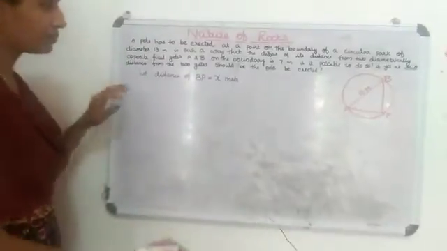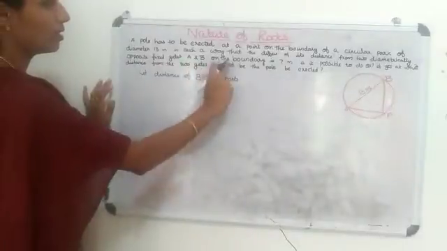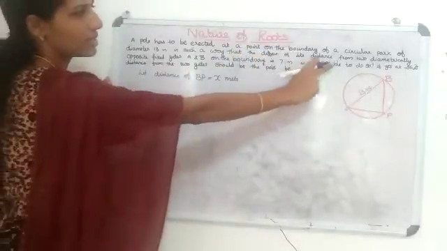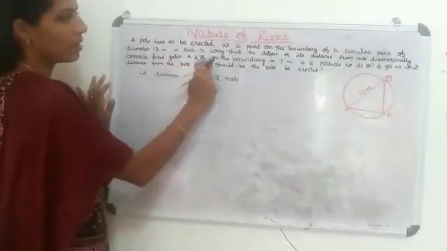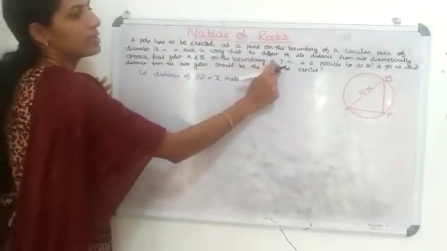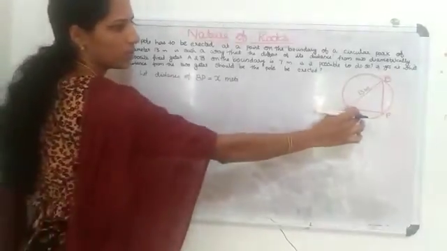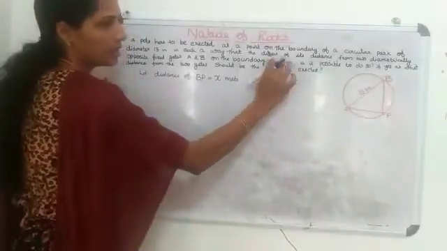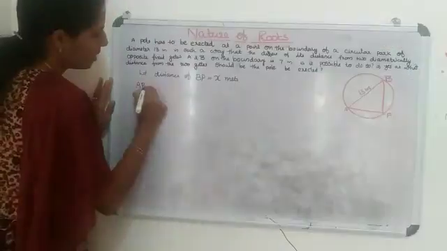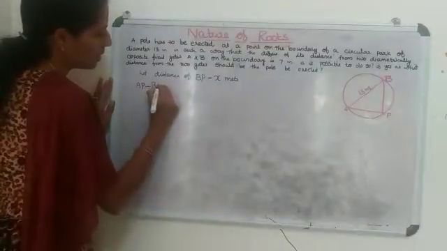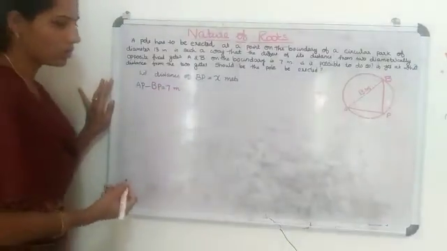Now, in our question it is given that the difference of its distances from the two diametrically opposite fixed gates A and B on the boundary is 7 meter. That means the difference between AP and BP is 7 meter. That is AP minus BP is equal to 7 meter.